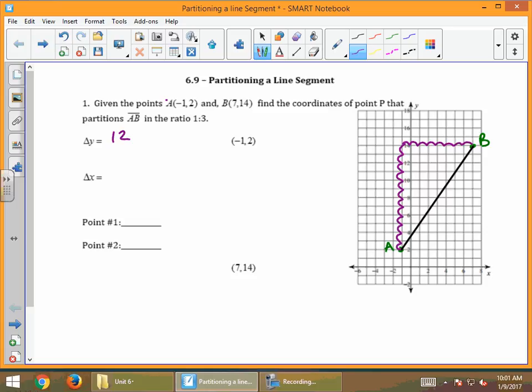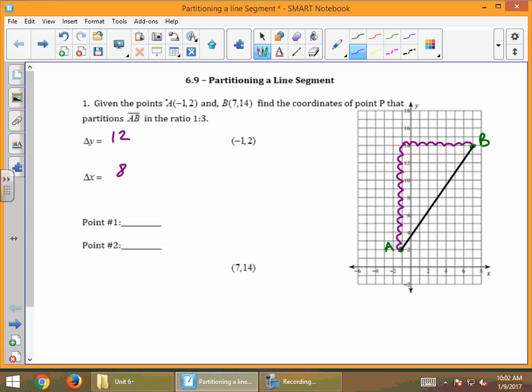8. Make sure you keep the sign rules in mind, they're important. So if you count up, it's positive. If you count right, it's positive. If you count down, it's negative. Or if you count left, it's negative. You have to pay attention to those. That's your first step. Plot the points.